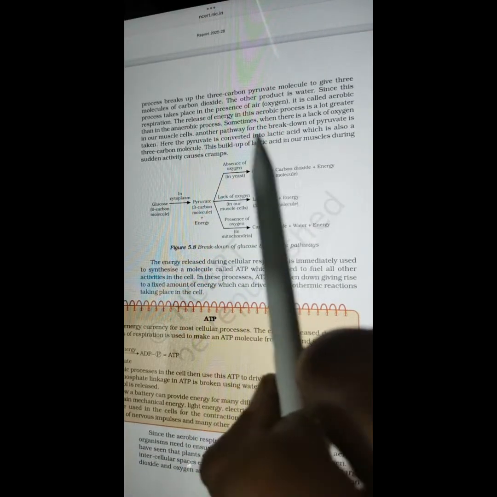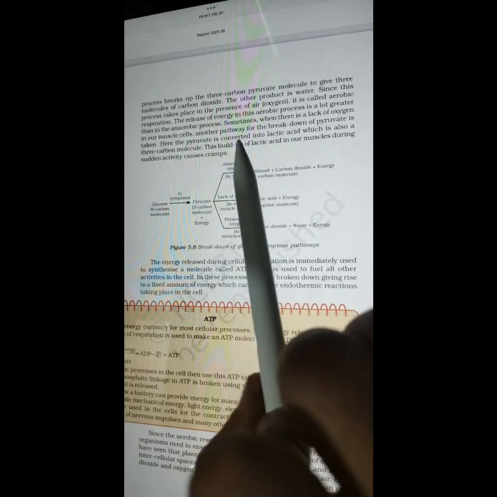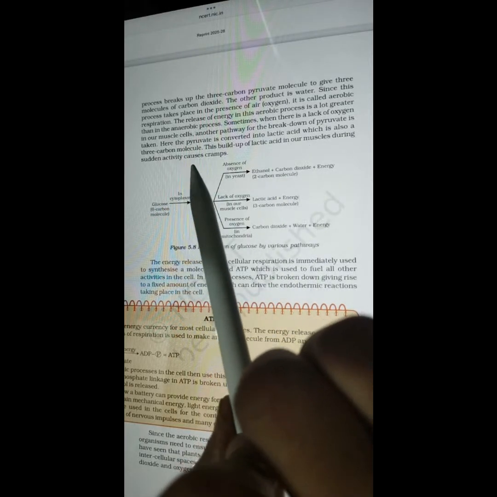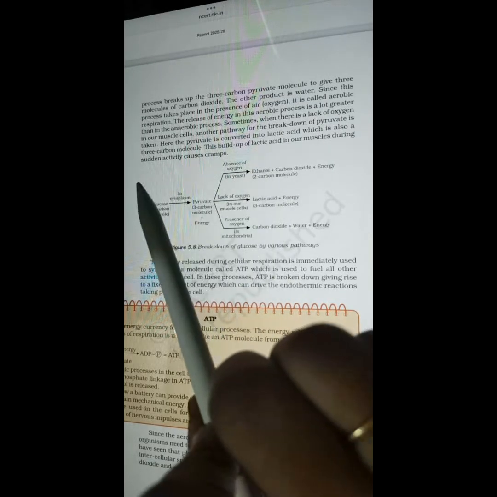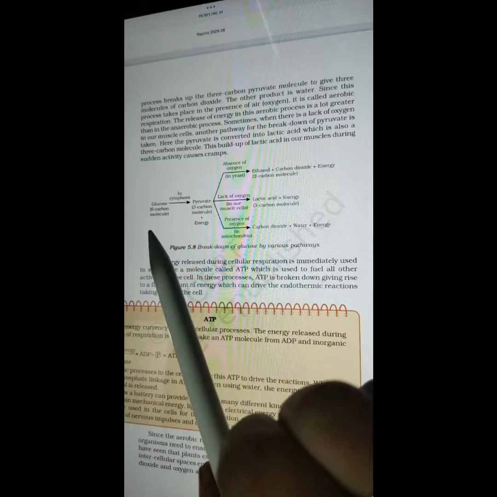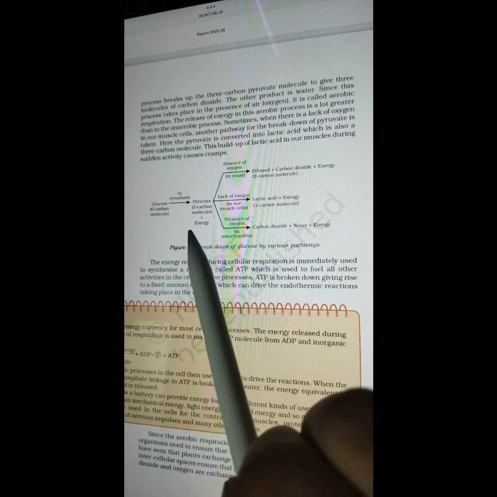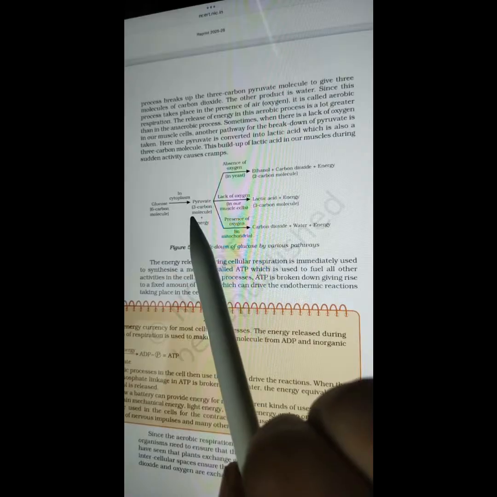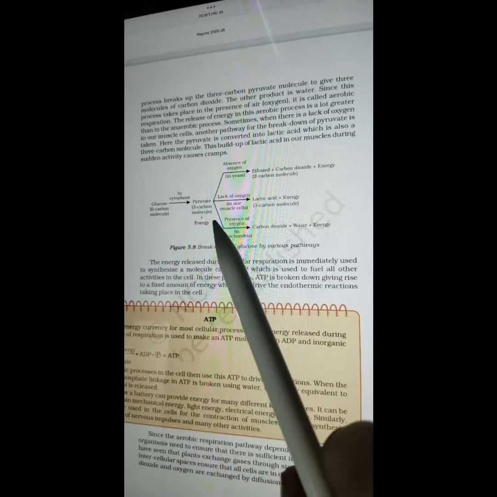Sometimes, when there is a lack of oxygen in our muscle cells, another pathway for the breakdown of pyruvate is taken. Here, the pyruvate is converted into lactic acid, which is also a three carbon molecule. This build-up of lactic acid in our muscles during sudden activity causes cramps. So if glucose is there in the cytoplasm, it will be broken down first by glycolysis. Two molecules of pyruvate will be formed from glucose because glucose contains six carbons and pyruvate contains three. So this is as per the law of conservation of mass.